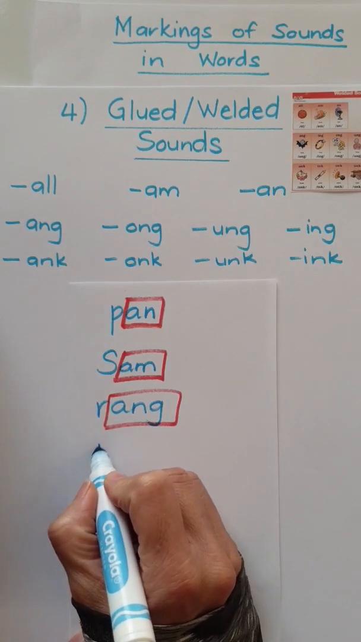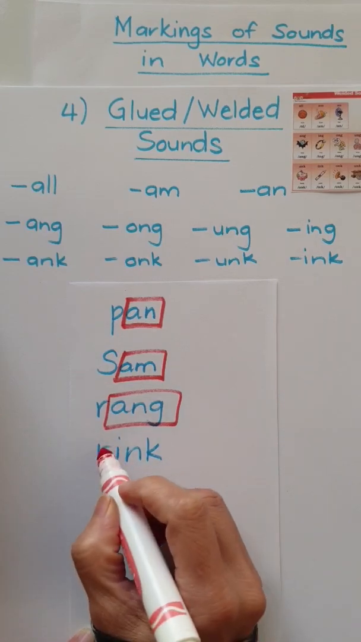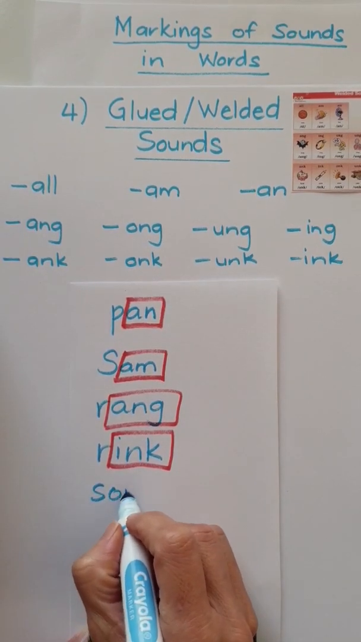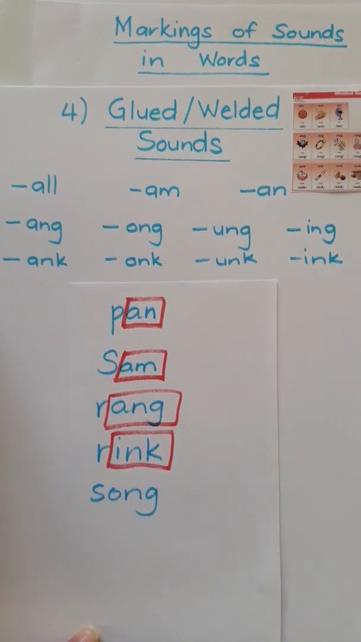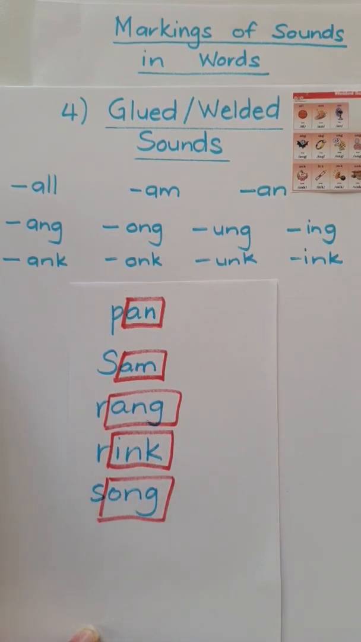If we have rink, we know that the ink is the welded sound, so we put a box around the ink sound. Let's look at the word song. The welded or glued sound is the ong, so we box the ong sound.